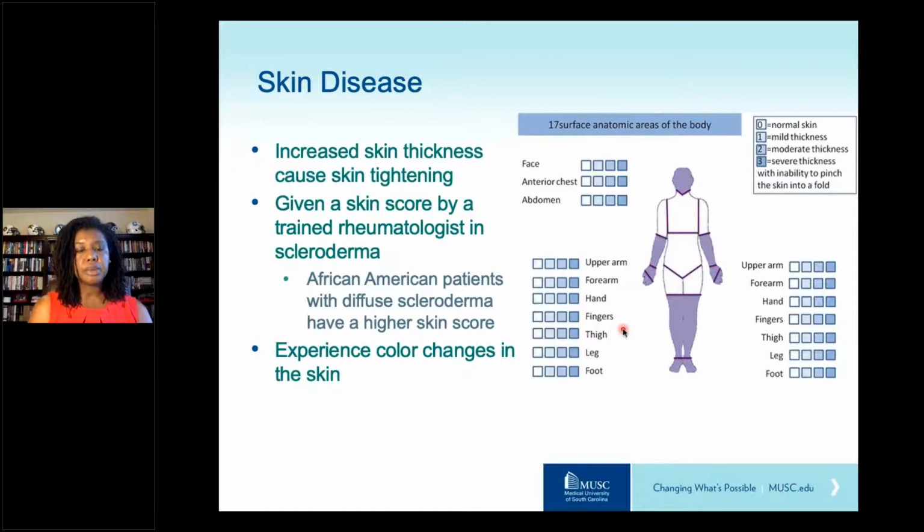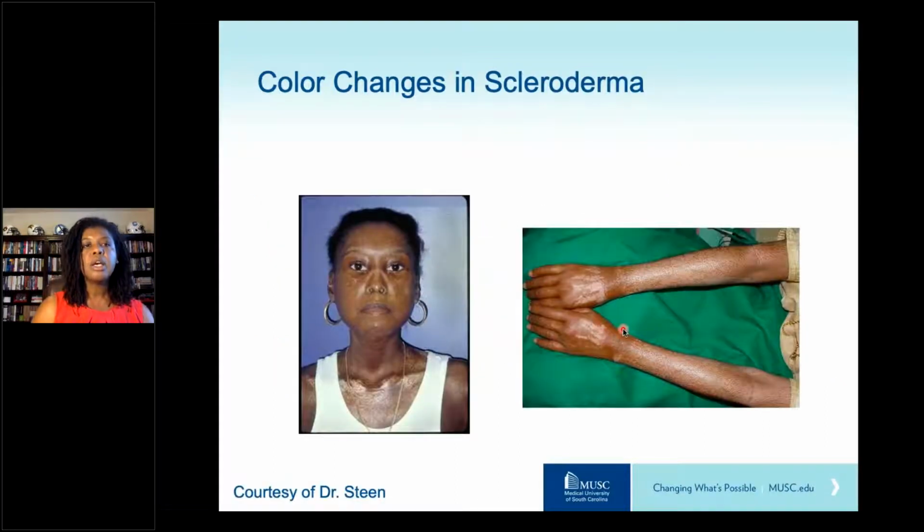Another thing that takes place in our African American patients is that the color changes of their skin are more prominent than in non-African American patients. So here are some depictions of an African American patient that's diagnosed with scleroderma. As you can see, her chest is shiny, which represents skin thickening that's taking place in her chest. You can also see involvement in her face as well.